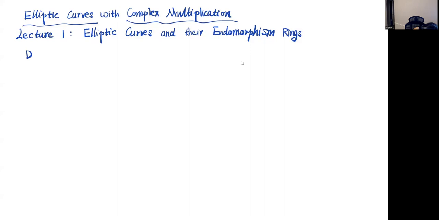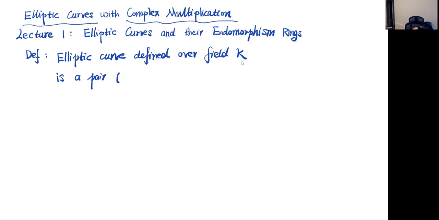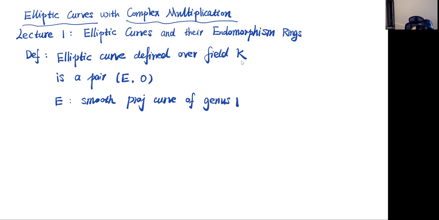So definition, an elliptic curve defined over some field K is a pair E, comma O, where E is a smooth projective curve of genus 1 defined over our field K, and O is a K point on E.